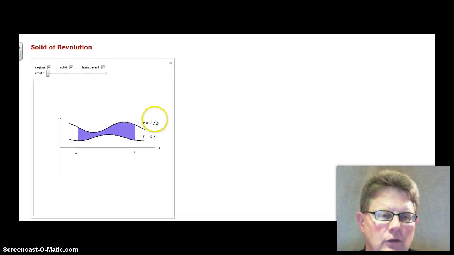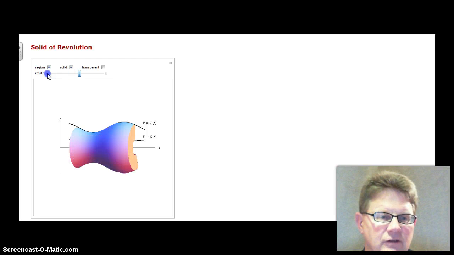Alright, what we have here is a top function f of x, and a bottom function g of x. We're going to take the region bounded by those two from A to B, and revolve that region around an axis, a line. That line in this particular example is the x-axis. And when we do that, we're going to make a solid. So let's go ahead and look at it. When we rotate that around the x-axis, we make a solid. Pretty cool, huh?